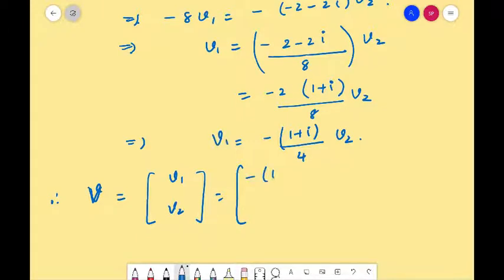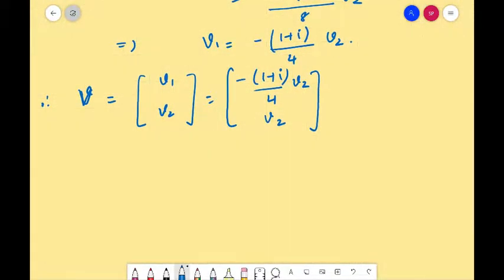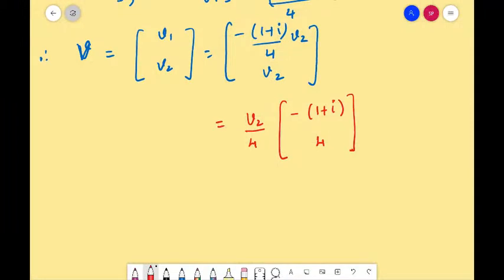v1 is minus of 1 plus i by 4, and then this is v2, 4v2, and this is v2. So this I can write as v2, taking it common, and also taking 4 as common, however much maximum possible. So it is minus of 1 plus i, and then we are multiplying with 4, so it is 4 by 4. That implies we can consider it as minus 1 minus i, 4. This is one eigenvector.